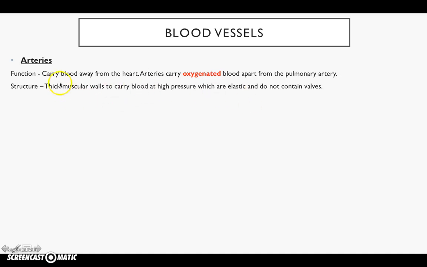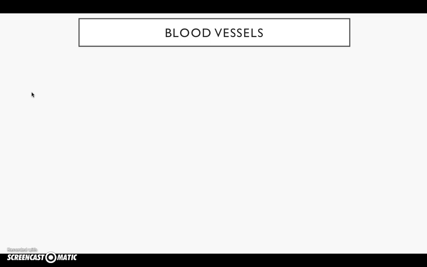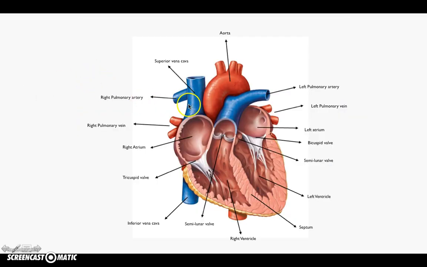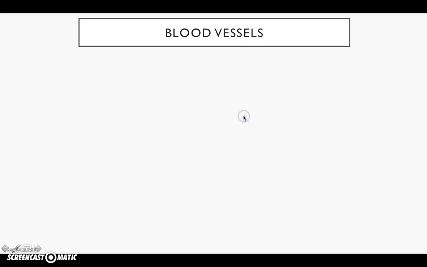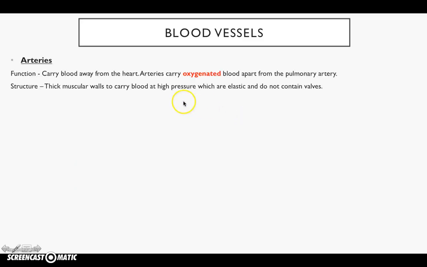And then the structure of it, this is important. Thick muscular walls to carry blood at high pressure. When blood is being pumped out of the heart, the pressure is going to be really, really big because it's such a forceful contraction to get this blood all the way around the body. So the walls have to be thick so that they can withstand that pressure. They're elastic as well, which helps withstand that pressure, and they do not contain valves.